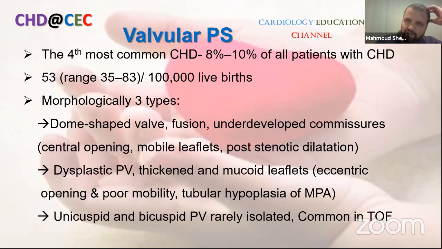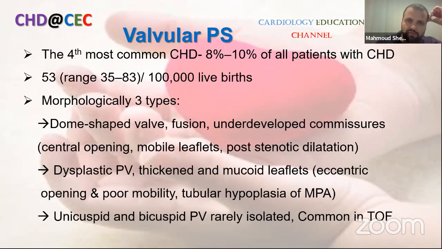So we'll start with the common lesion, valvular pulmonary stenosis, which is the fourth most common congenital heart disease. It represents around 8 to 10% of all patients with congenital heart disease. It ranges from 35 to 83 per 100,000 live births, which is around 5 to 7 per 10,000.